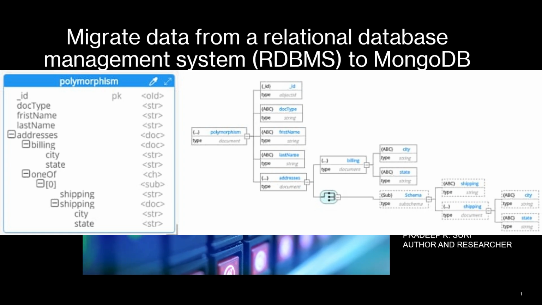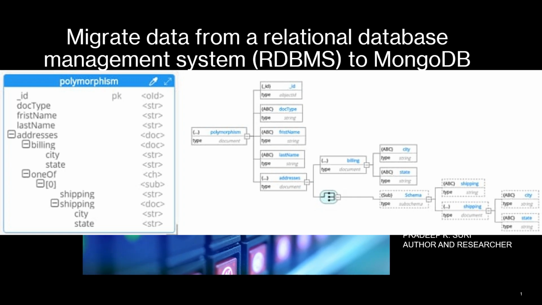3. Set up MongoDB. Install MongoDB on your system or use a managed MongoDB service like MongoDB Atlas. Ensure that you have the necessary permissions and connectivity to interact with MongoDB. 4. Extract data from the RDBMS. Write SQL queries or use database export tools to extract the data from your RDBMS tables. You can export the data to a file format like CSV, JSON, or XML.